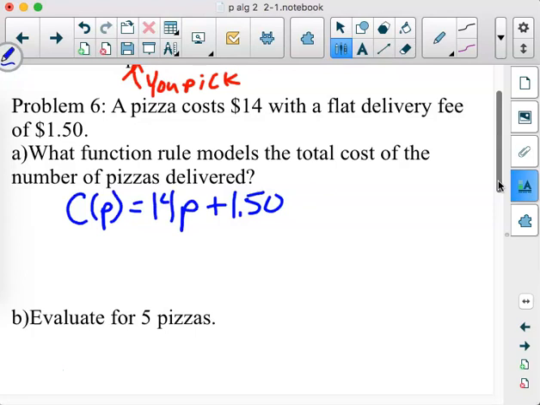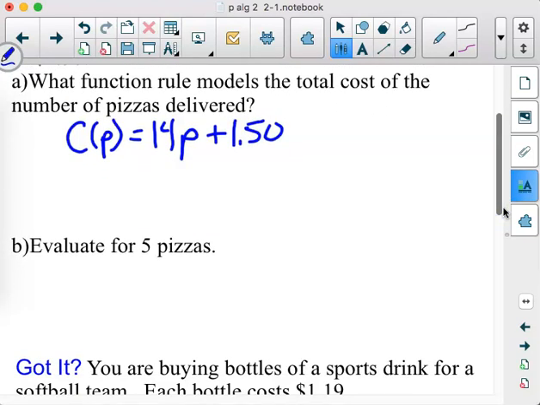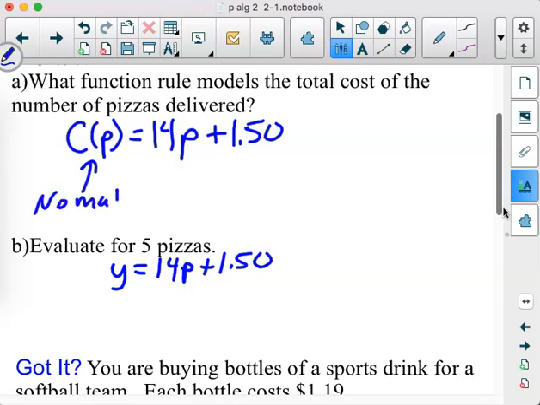So that means that's my variable. That's what's going to change. I get to pick that. So that means that the P in this equation is going to be the independent variable. So that's the function rule that models the total cost of the pizzas. And now what I have to do is figure out what would it be for 5 pizzas. So I'm going to lose that C of P so that I don't accidentally do math over there, because this is not for math. No math. This is just notation. That's all it is.